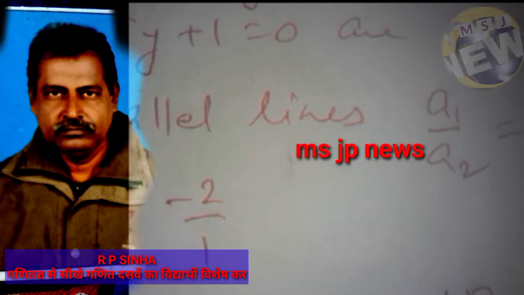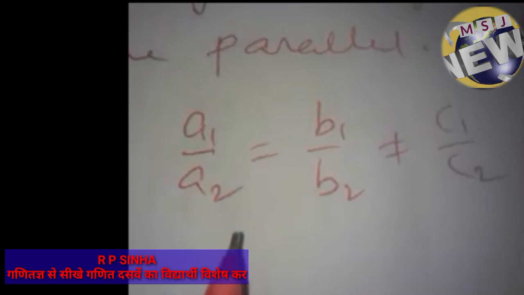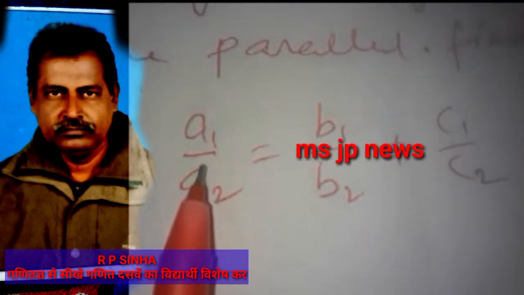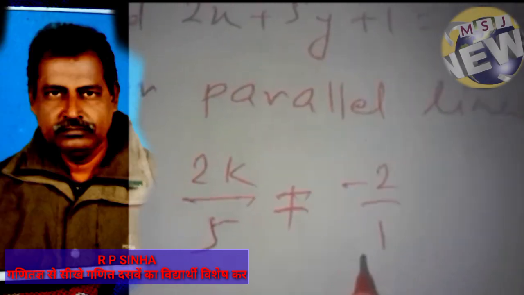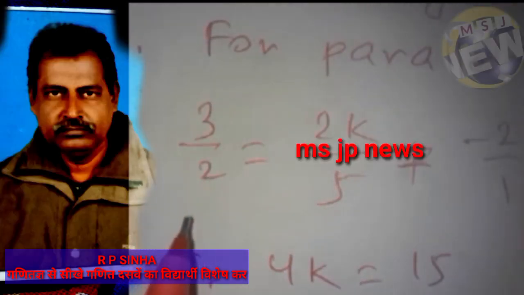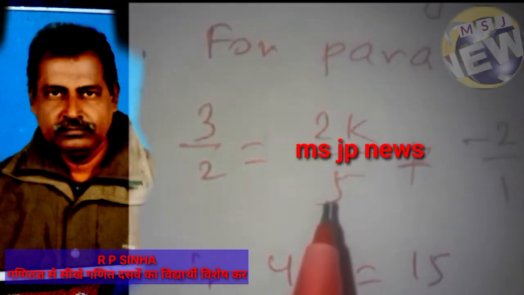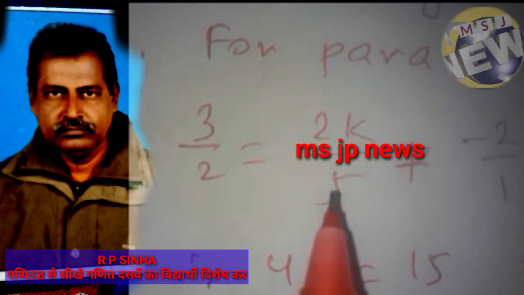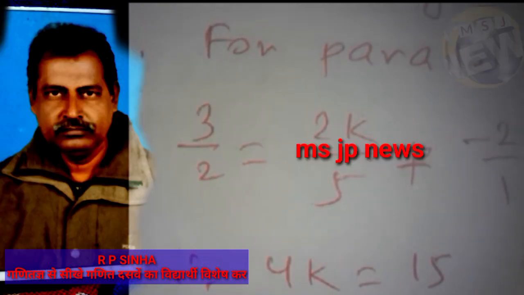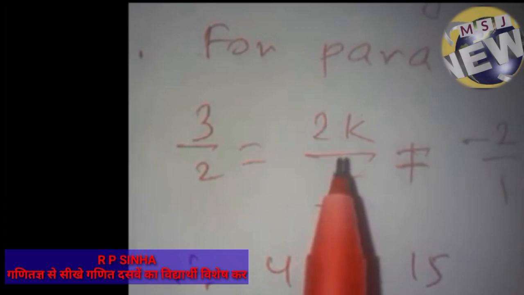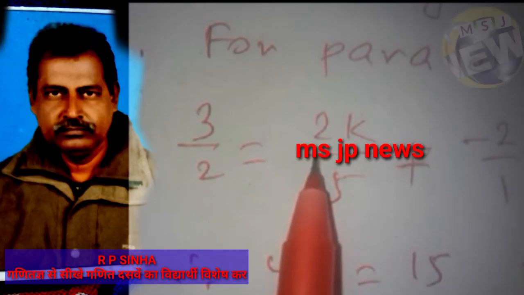Now we will see that for the parallel lines condition, the ratio of A1 and A2 should be equal to B1 and B2. So we will take the first two ratios together. 3 by 2 is equal to 2k by 5, because we have to find the constant k, so that this equation will be parallel lines. When we draw the graph lines of these equations, they will be parallel lines.